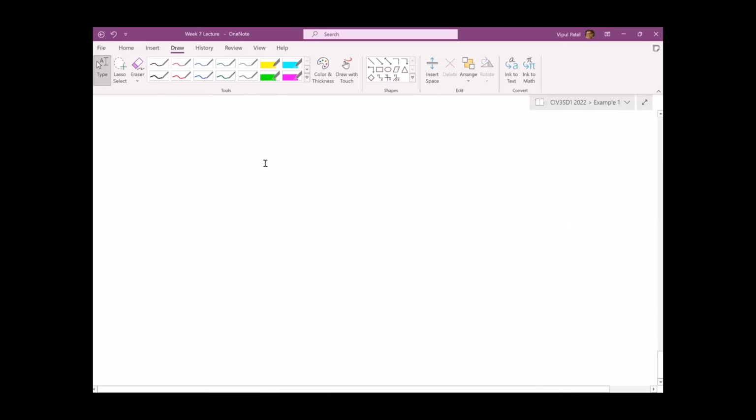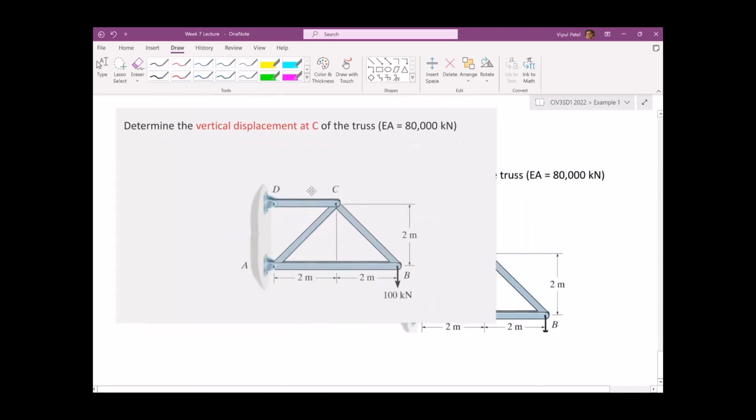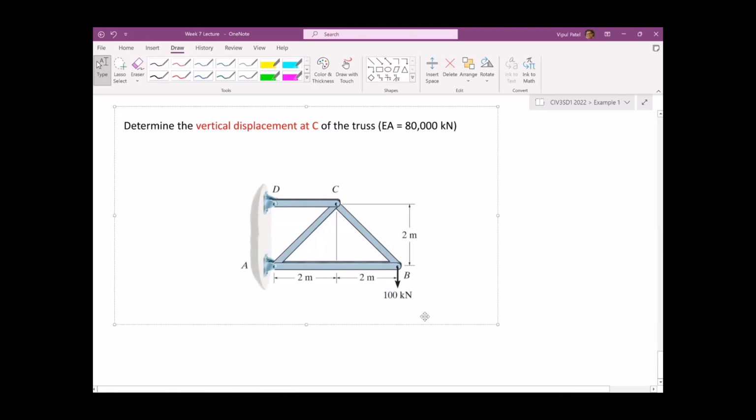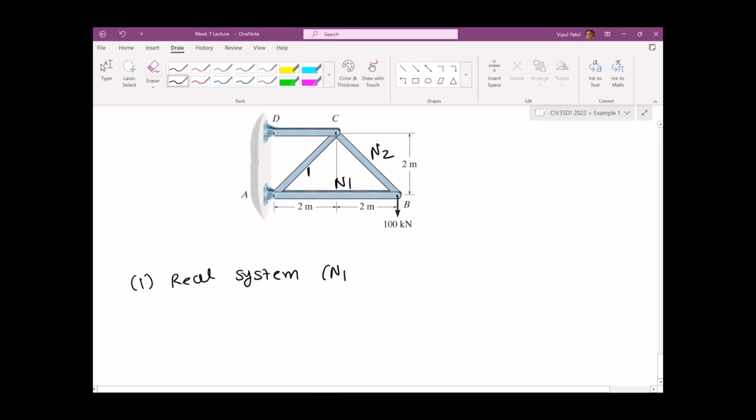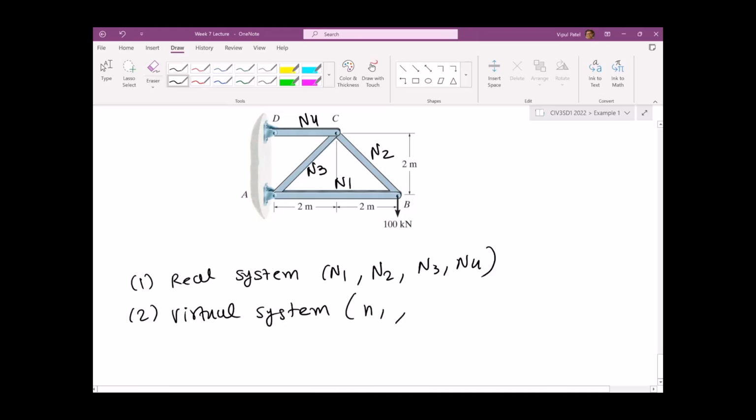All right, so what's the question here? We need to find the vertical displacement at C. We're going to do the same thing. These are the steps. First, the real system, where we find N1, N2, N3, and N4. Second, we do the virtual system, and we're going to respectively find small n1, n2, n3, and n4.